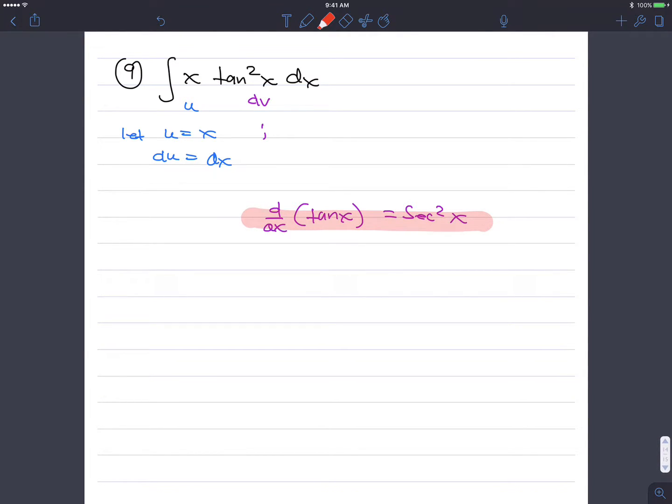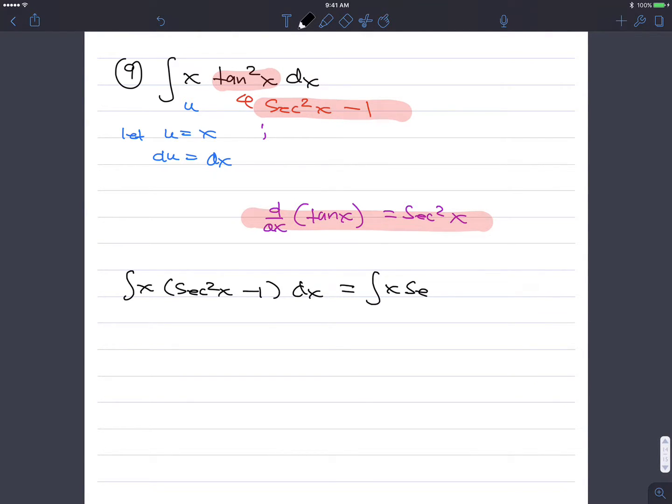But I'm also going to point out something interesting here, that I can replace my tangent squared with an identity. It's secant squared x minus 1. So replace tangent squared x with secant squared x minus 1. Now here's what you end up getting. This integral x, now not times tangent squared, will be secant squared x minus 1 dx, which is the integral of x secant squared x minus x dx.